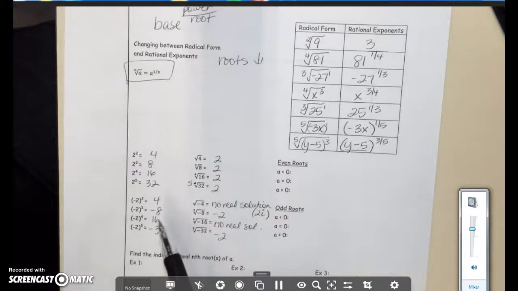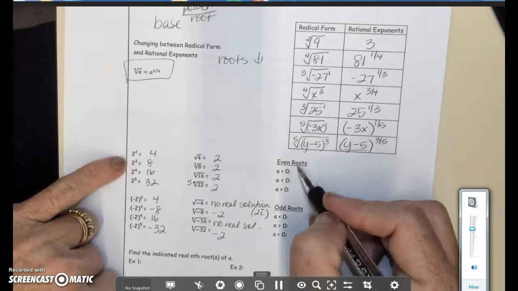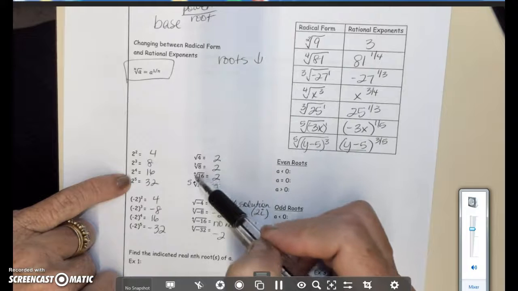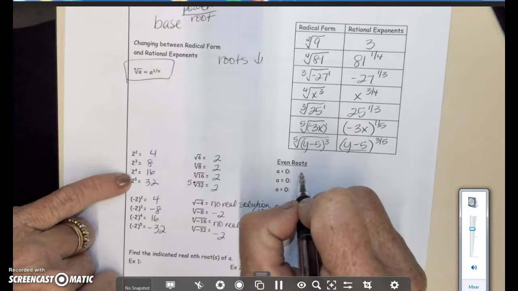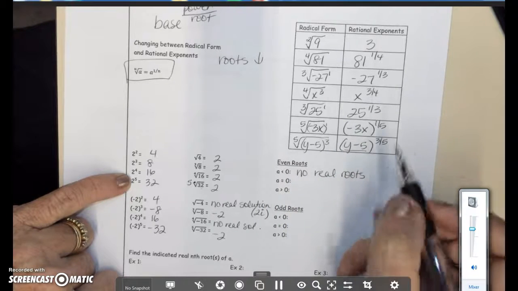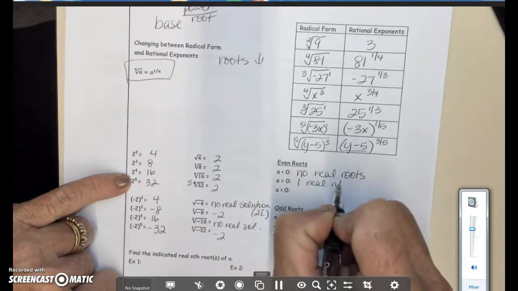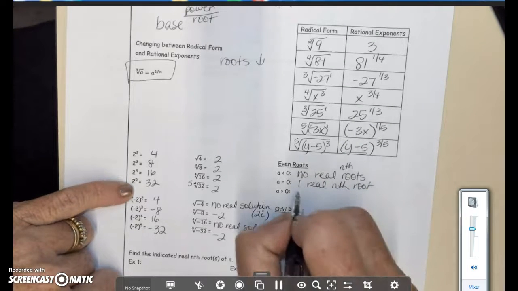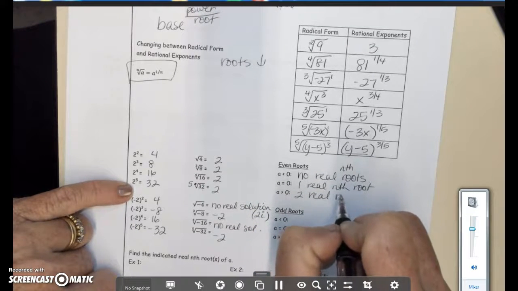remember, if you see the pattern of what's going on, you have even roots, meaning that you have an even number for the root, and you're taking roots here. So if your a value is less than 0, right here, you're actually going to have no real roots. So if that number is negative. If that number is equal to 0, you're going to have 1 real, and we call it the nth root. And we'll talk about this more. And if it is greater than 0, so positive, you're always going to have 2 real roots.